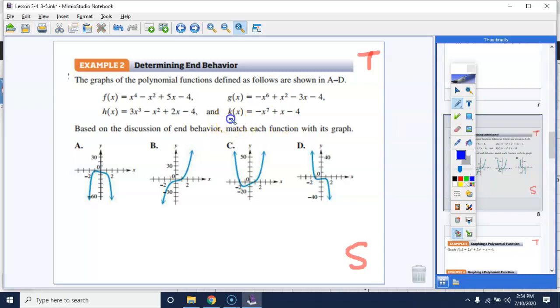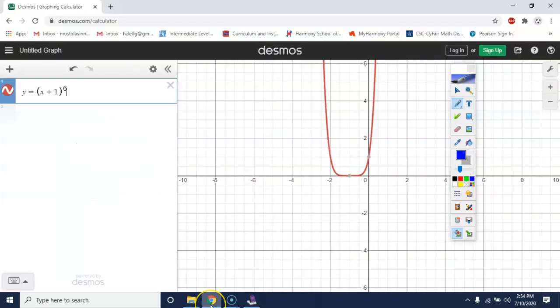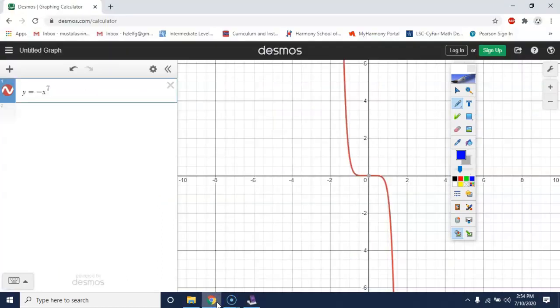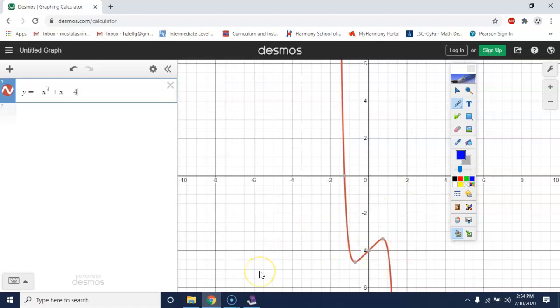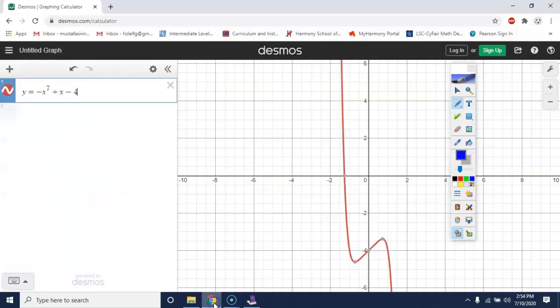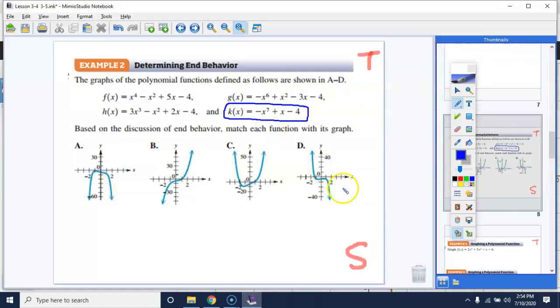Okay, now let me check this K first. We can just use Desmos and do it quickly and easily. Negative x to the power 7 plus x minus 4. So it looks like, which one is it? It looks like D, right? Yes. So this D should represent the k(x) function.